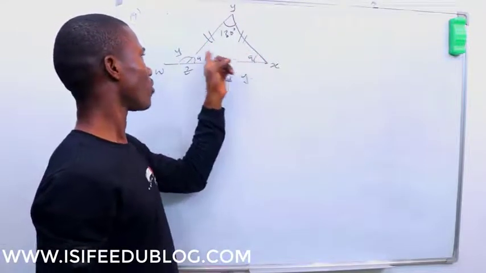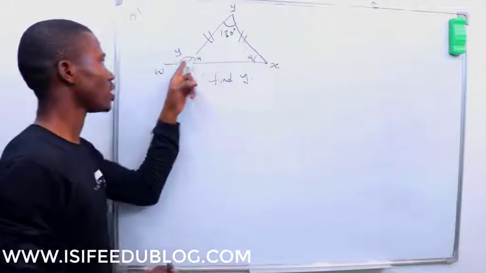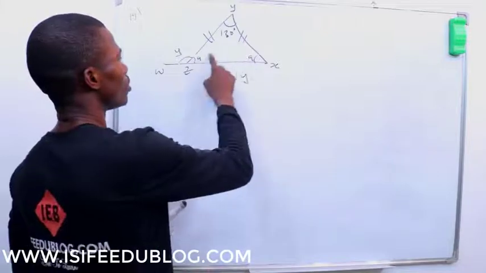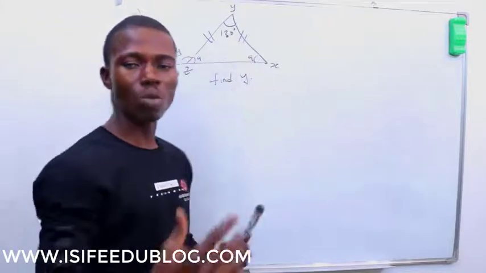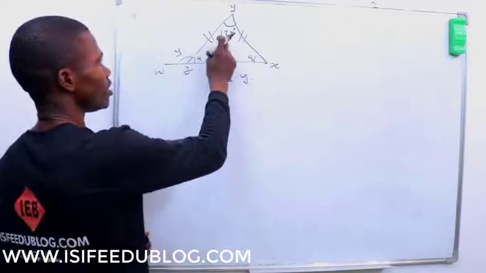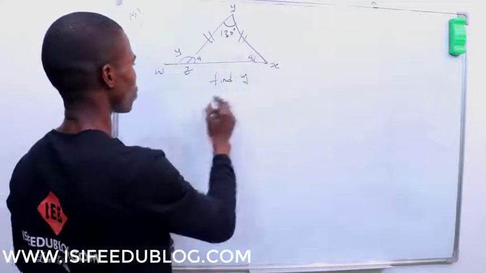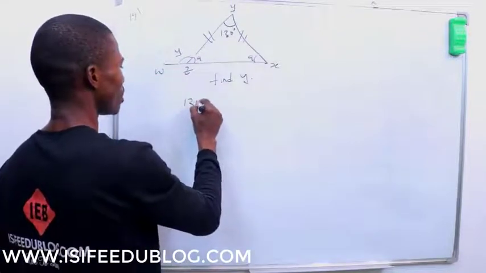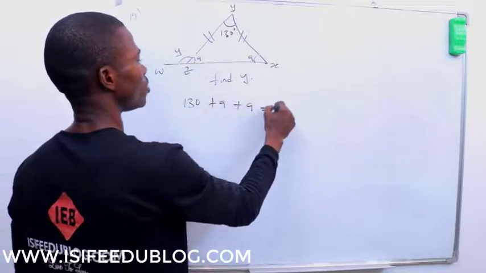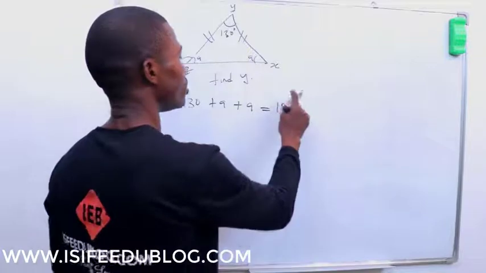So if you can from here find A, from here we check and find Y. So let's go ahead and find A. Okay, how can we find this A? You know that the sum of angles in a triangle is equal to 180. What does it mean? That this plus this plus this must give us 180. That is 130 degrees plus A plus another A will give us 180 degrees.